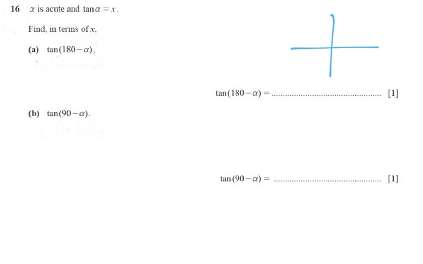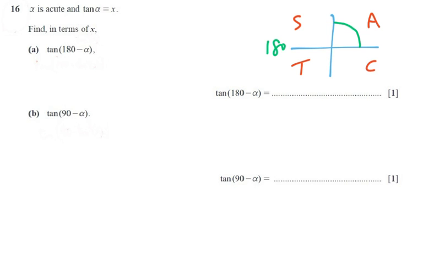What we've been doing recently, and I think is very useful here for this sort of question, is using a CAST diagram, finding out where the angle that we're looking at is. Well, 180 in the CAST diagram would be here, because you go around this way, same as a unit circle, and that would be 90, so that would be 180.